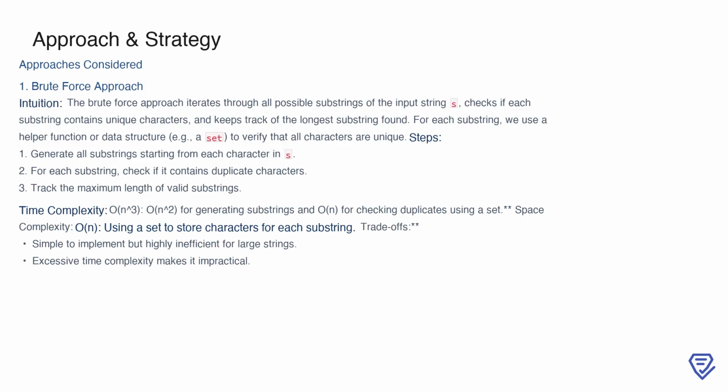longest valid one. While this approach is conceptually simple and easy to implement, it is computationally expensive. Generating substrings takes quadratic time, and checking for duplicates within each substring adds another linear factor, leading to a time complexity of O(n cubed). Additionally, it uses extra space for storing characters in a set, making it impractical for larger inputs. This trade-off between simplicity and inefficiency makes it clear that we need a more optimized solution for this problem.